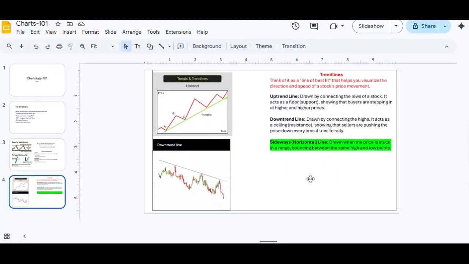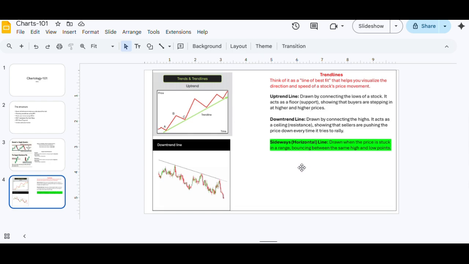and a downtrend line. Basically, an uptrend line is a line which is moving upwards, as simple as that, and the downtrend line is a line which is moving downwards. The uptrend line is drawn by connecting the lows of the stock. Basically, it acts as a floor, and this is where your support is. And the downtrend line is drawn in a similar way, by connecting the tops of the stocks, and this acts as a resistance.